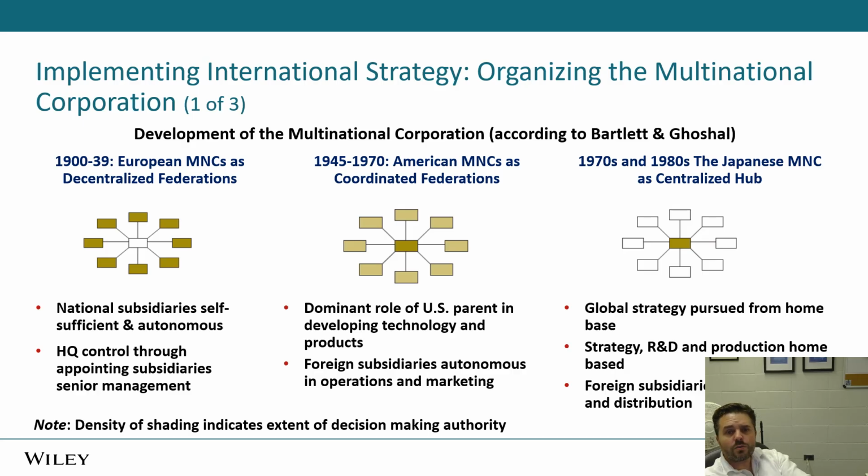Why do you think that was? Well, communications at that time weren't very developed. If you needed to send a letter by ship, you weren't going to be able to get a decision fast enough to actually operate effectively. 1945 to 1970, American MNCs as coordinated federation. Here there's centralized control now, but still some autonomy in the subsidiaries.